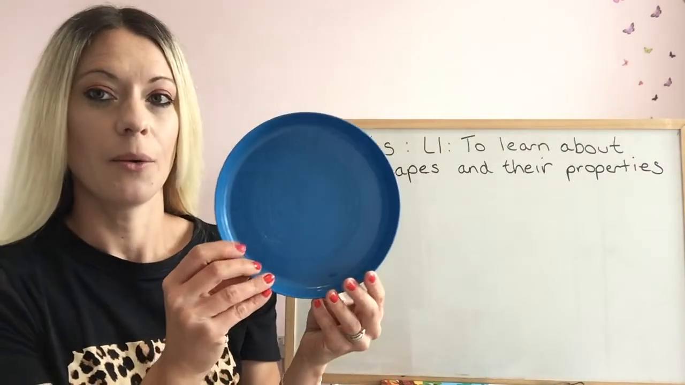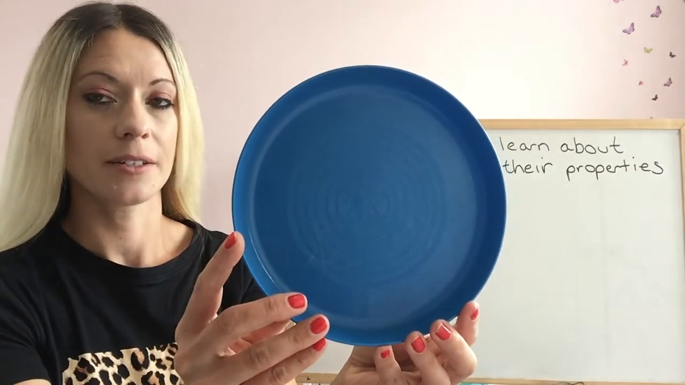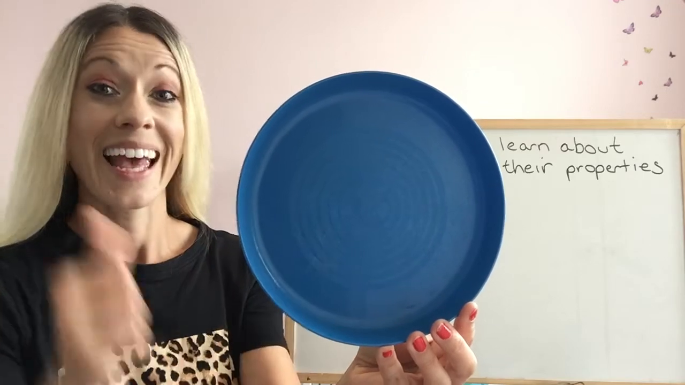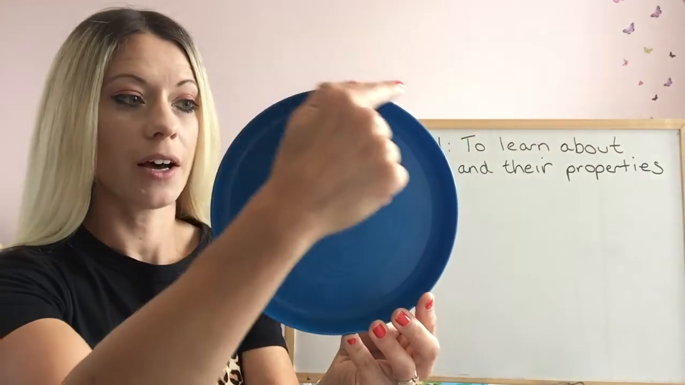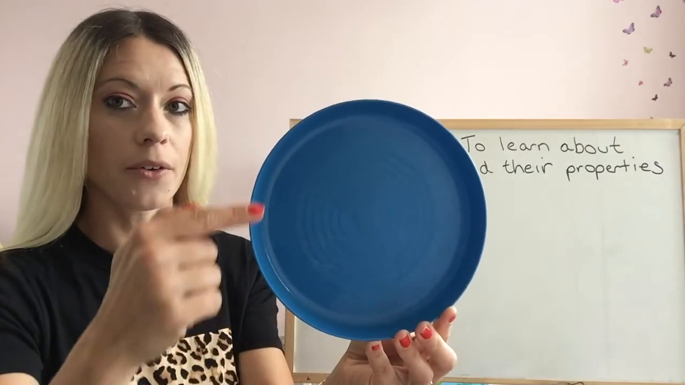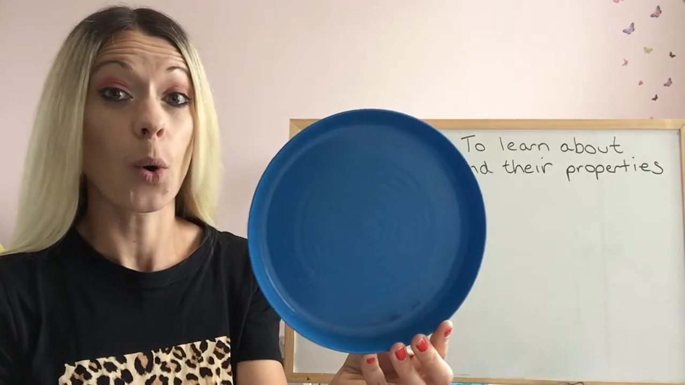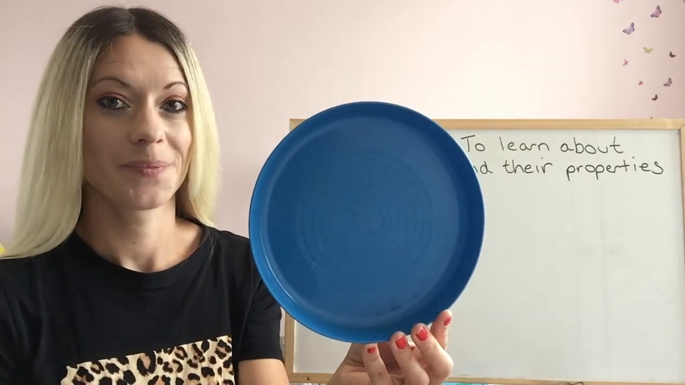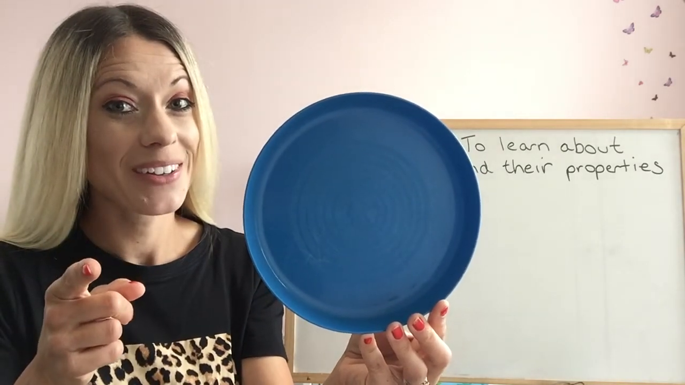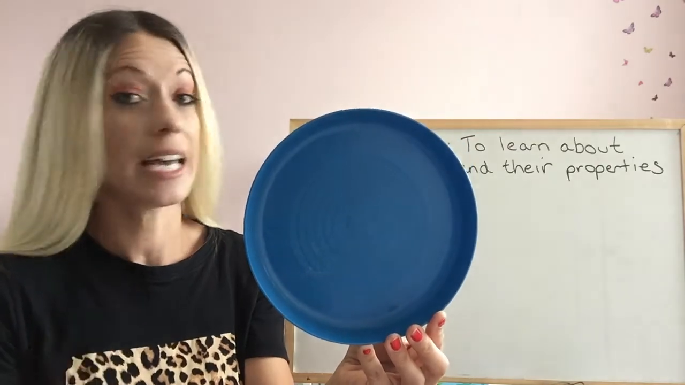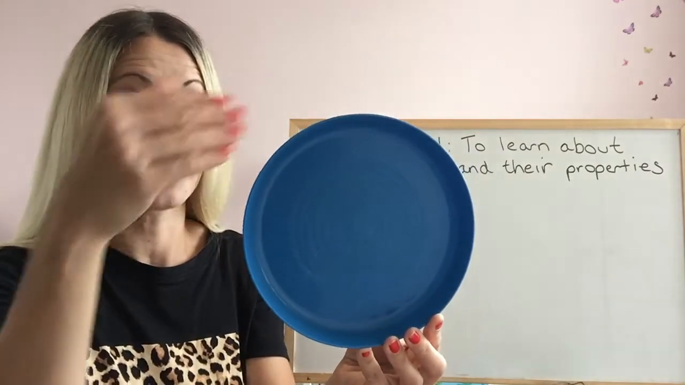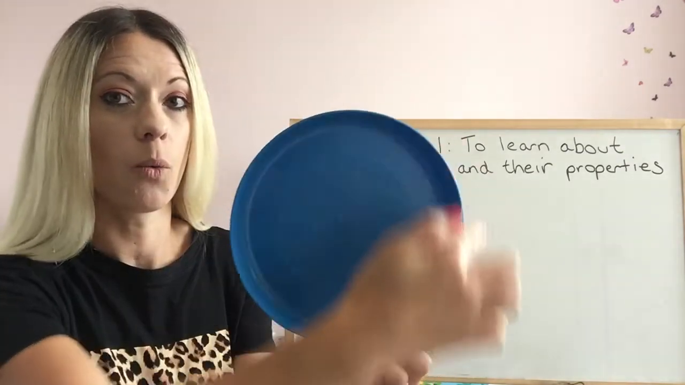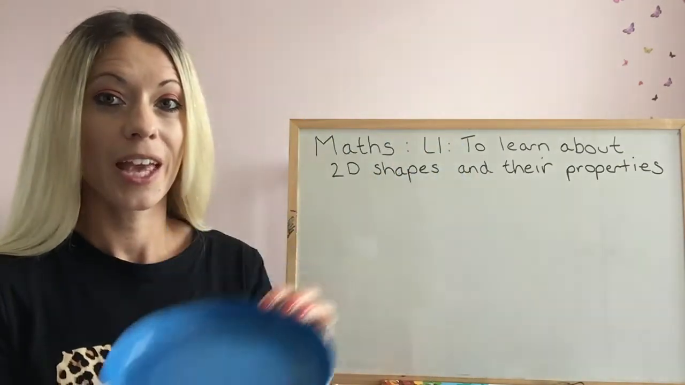Can you tell me what shape this is? That's right, it's a circle. 1 side going all the way round. Does it have any vertices? Shout yes or no. Did you shout no? Well done. It has no vertices. It doesn't have at any point one side meeting another, one all the way round.